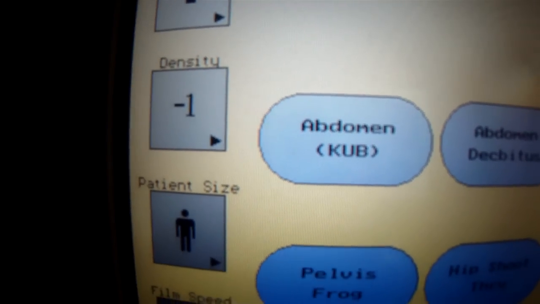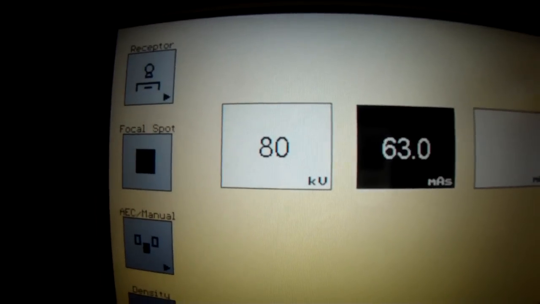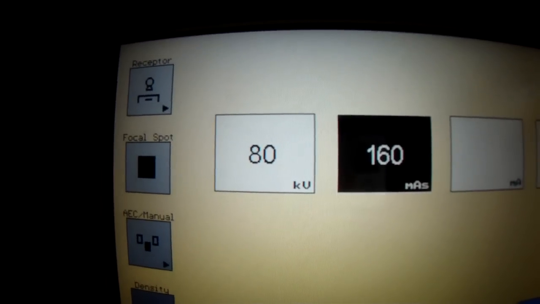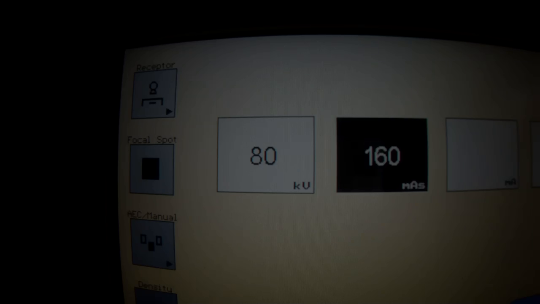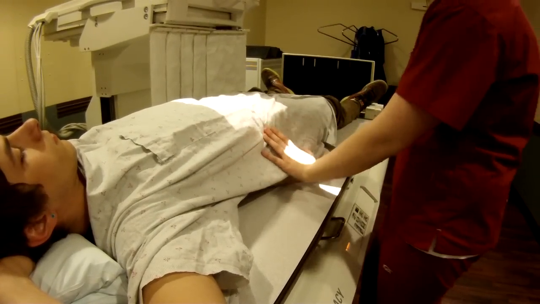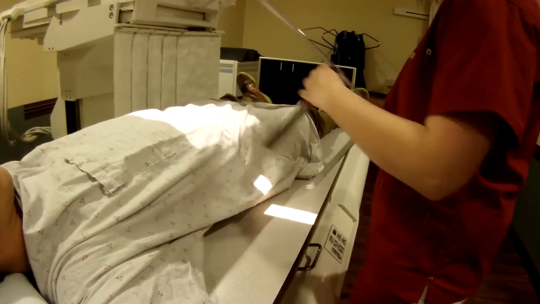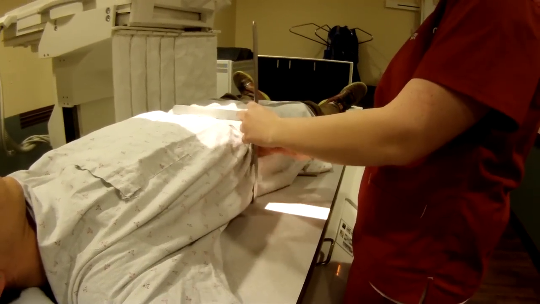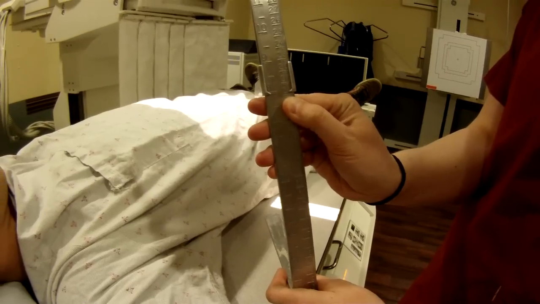In this example, the future radiographer sets a technique that is much too high for her patient's KUB. Not only will this result in a grossly overexposed film, but it is also in violation of ALARA. Here's an example of using a caliper to measure patient size prior to taking the exposure for a KUB. This measurement allows the future radiographer to set techniques specific to their patient and attain a better image.